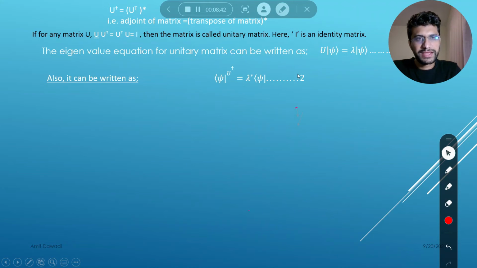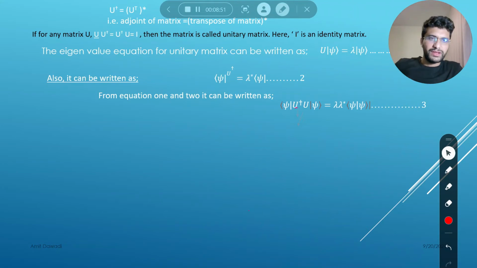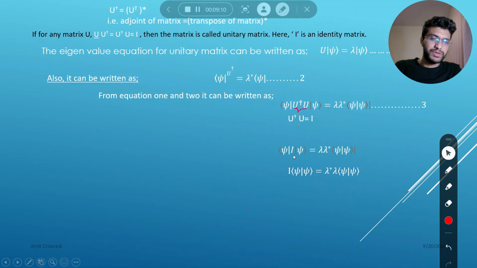Now I'm going to multiply equation 1 by equation 2 from the left. Yeah, it takes this form. But as we know, this is equal to the identity matrix according to the definition of a unitary matrix. This u dagger u becomes I, so this equation reduces to this form, and we can bring the right hand side to the left hand side.